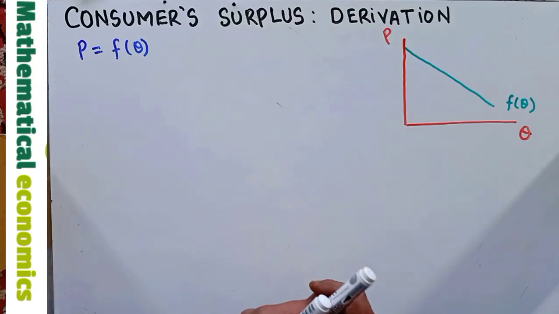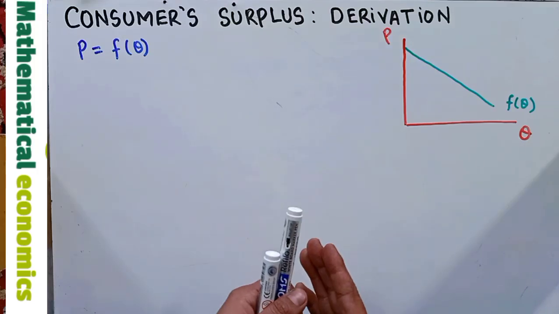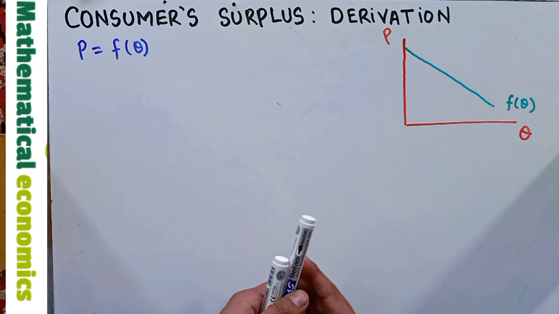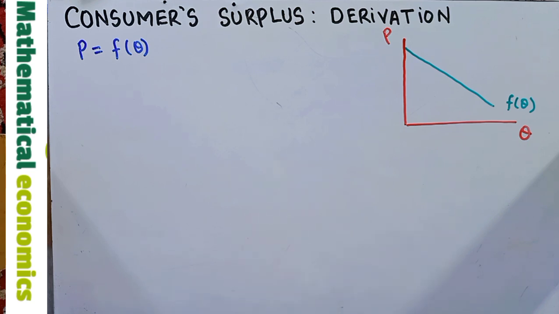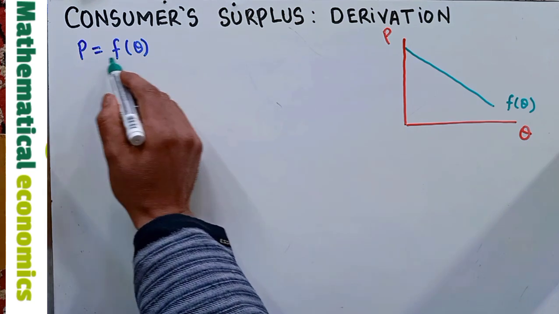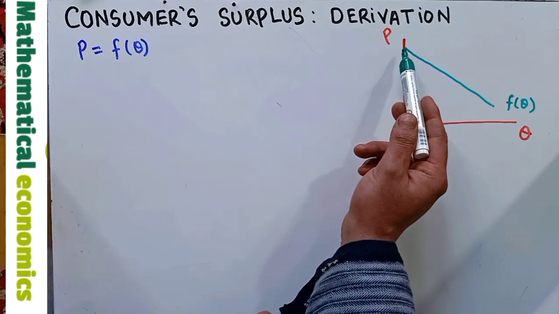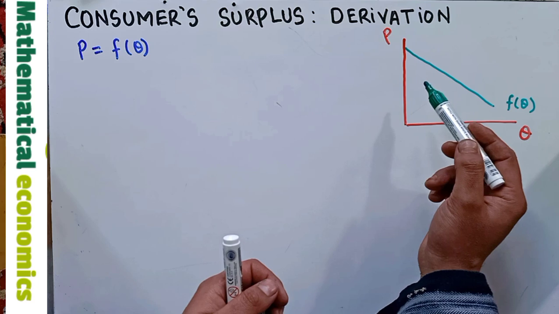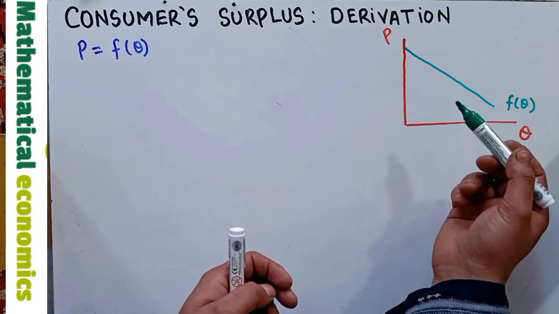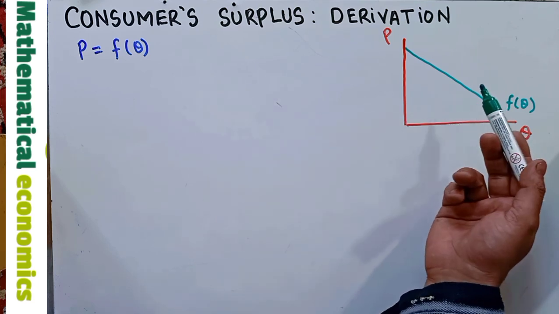In this video, we will learn how to derive the consumer's surplus formula, and we will also solve a numerical question. Let us say we are being given this inverse demand function, that is, price is a function of quantity. When sketched on this graph, it shows us different prices that the consumers are prepared to pay for the various quantities of a good.